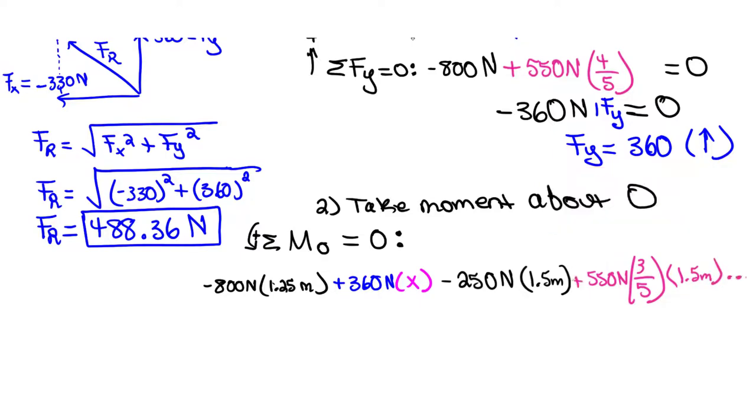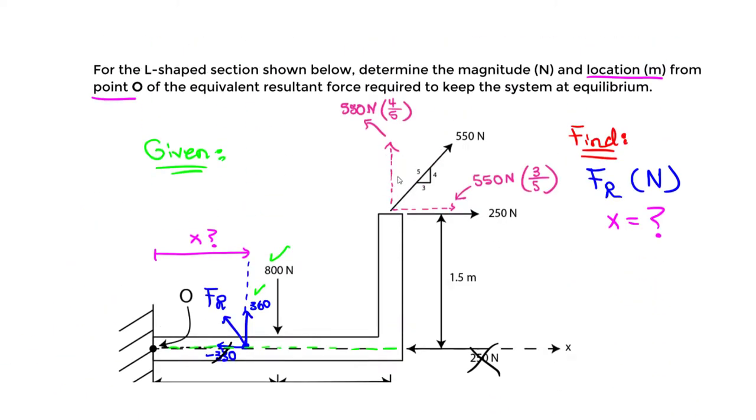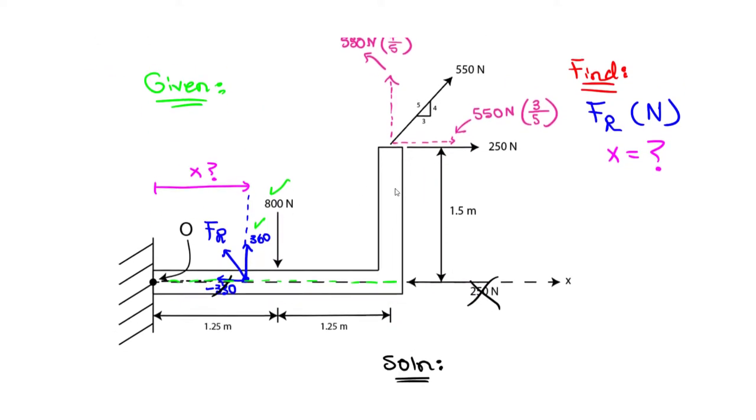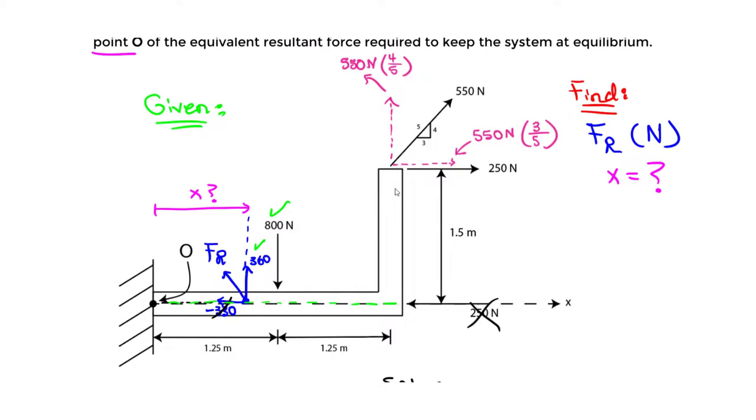So now I'll finish this off down here. We only have one more left, and it's going to be this component, the 550 times 4 over 5, and it goes up this way, and it hits this L shape, and it causes a counterclockwise rotation about O, right? So it's going to be positive. And that perpendicular distance is from the line of action of the force to O, because we're taking the moment about O. So it's going to be this distance of 1.25 plus 1.25.